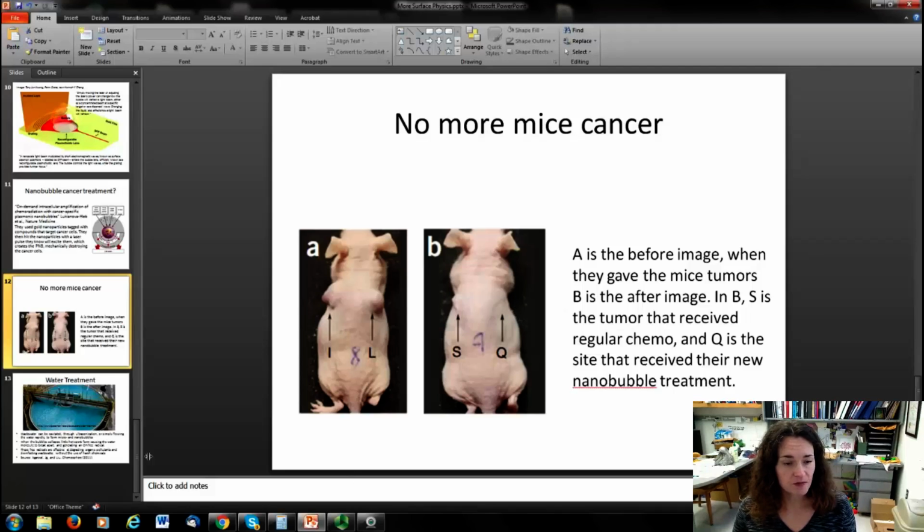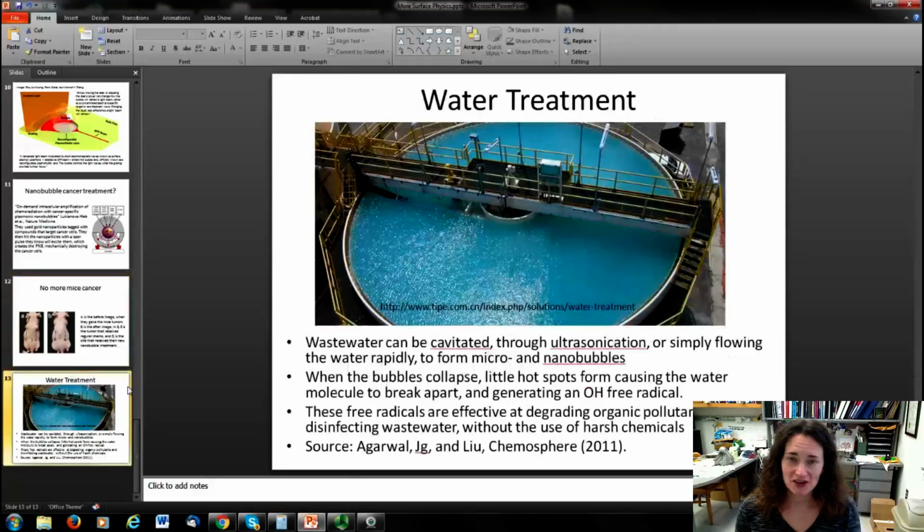And finally, there were multiple uses for these nanobubbles that I could find in the literature. But the one I would like to end with is water treatment. So the idea is to use these nanobubbles to treat the water and then avoid the use or maybe cut back on the use of some of the hazardous chemicals that they use to treat that water. So you can create nanobubbles in wastewater by cavitating it. And you can do that by sonication, introducing sound waves, or simply flowing the water rapidly, making the water flow and creating bubbles. And those bubbles can be micro or nano-sized.